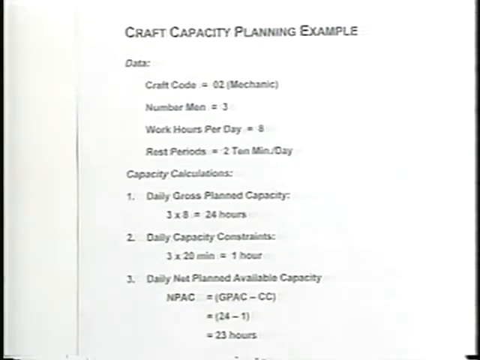And then step number 3, we put the data into our formula, and we have a 23-hour net available planned capacity program for these 3 mechanics. Now you notice in this case, I did not use an efficiency or an inefficiency factor.